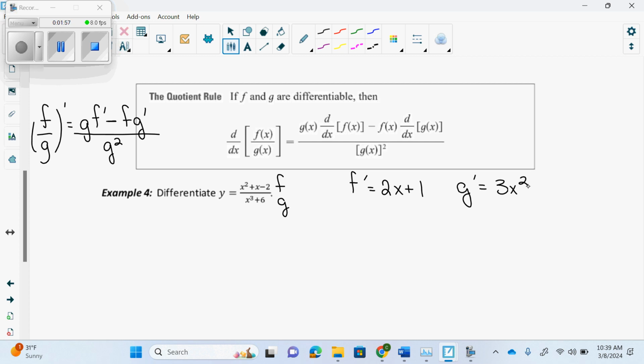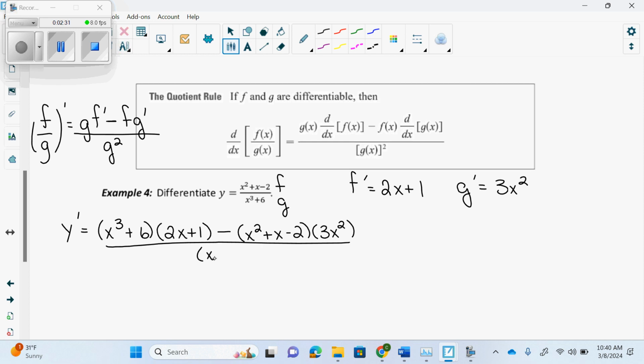So we still follow all the same things. So this is y. I need y prime. And I'm going to get, oh my goodness, g, I'm putting myself to sleep, so that's good, x cubed plus 6 times f prime, which is 2x plus 1, minus f times g prime, all over g squared.